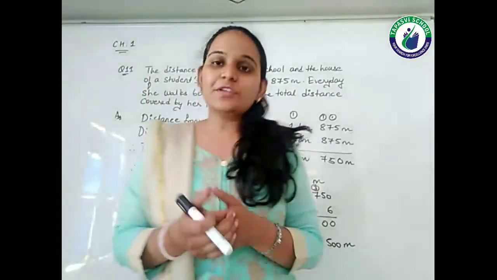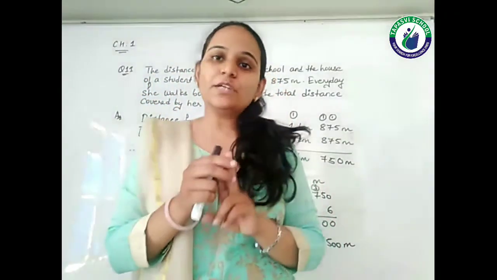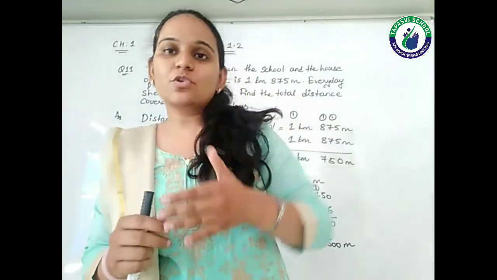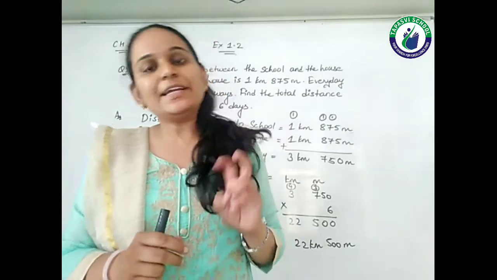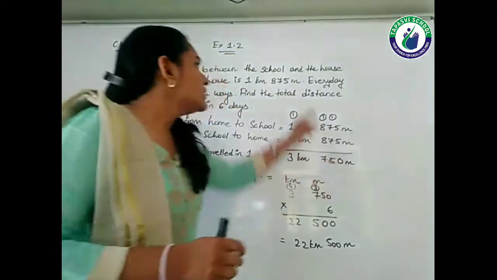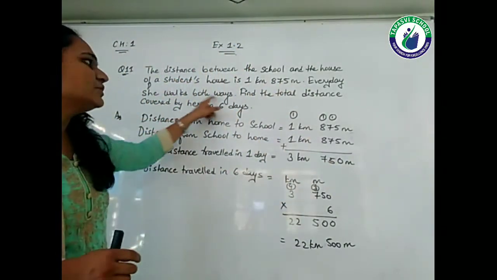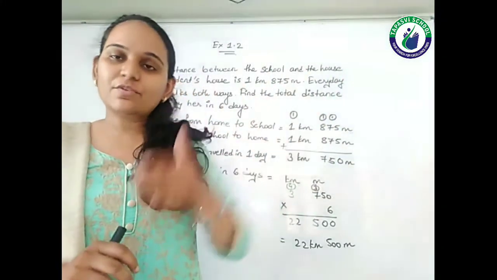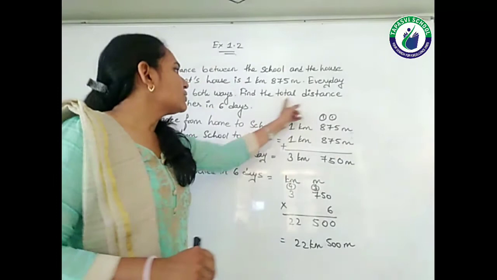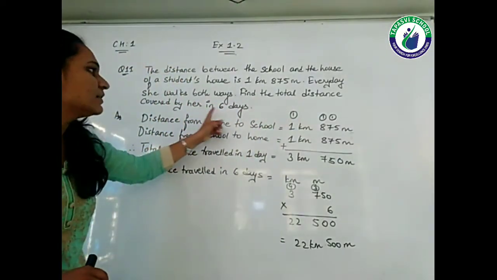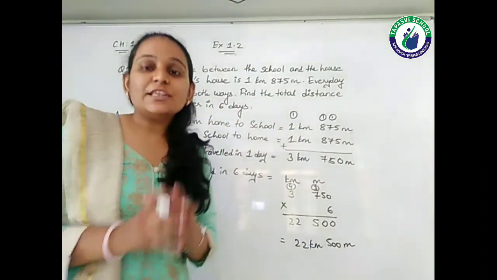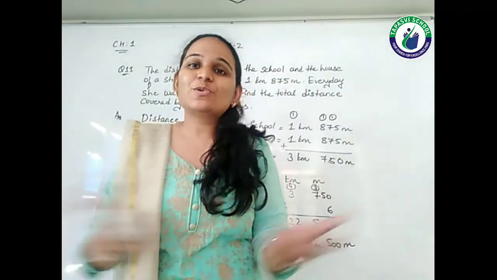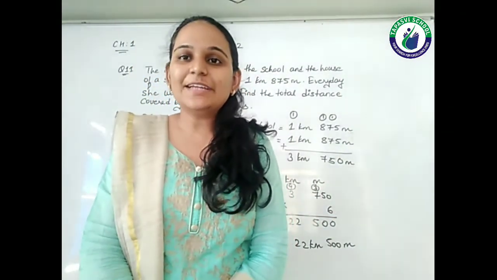Now it is but obvious, every day you travel 2 times, right? One time you come to the school, then you go back to your home. So 2 times in a day you are doing. So every day she walks both the ways. That means she is going to the school, coming back from school to home. Find the total distance covered by her in 6 days. Why the 6 days? Because the school is only of 6 days only, right?